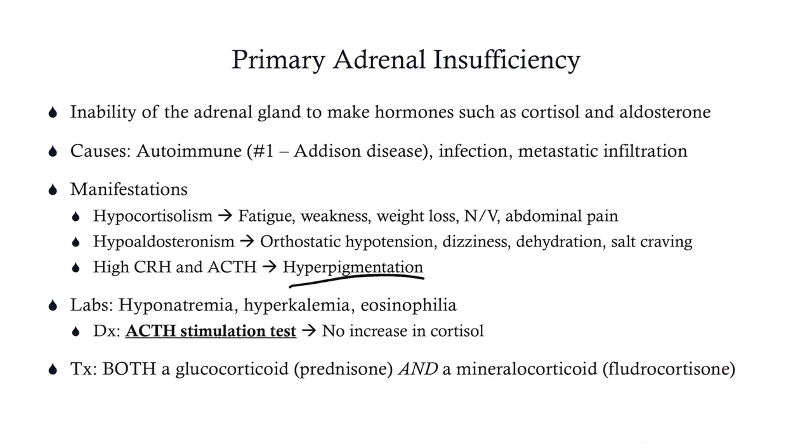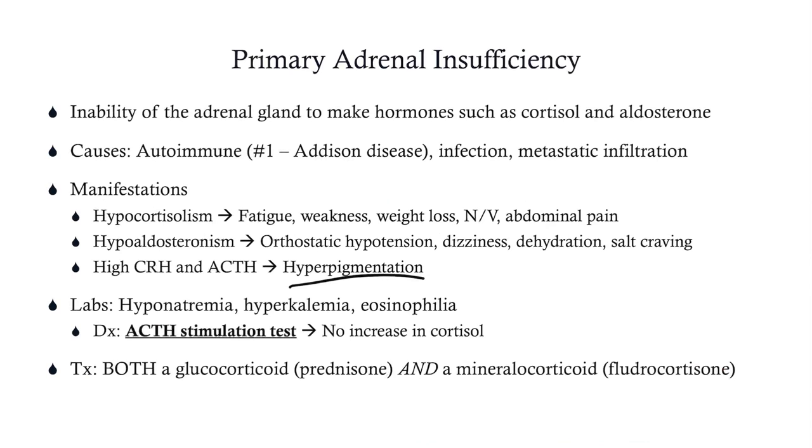So low cortisol is going to make you feel tired and sluggish and weak and can give you some abdominal pain. Low aldosterone is going to make you salt craving. It's going to make you volume depleted. It's going to make you dehydrated, and you'll have that orthostatic hypotension due to the volume depletion. Labs will show hyponatremia, hyperkalemia, and due to the autoimmune nature of it, eosinophilia.